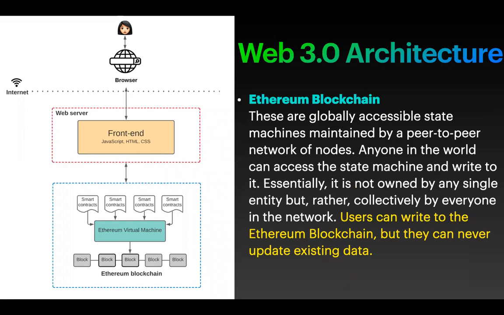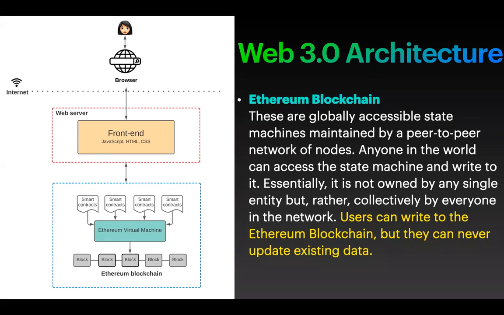As you can see, the front end is almost the same. JavaScript, HTML, and CSS are there. But what is happening in the back end is that blockchain comes into the picture. There is the Ethereum Virtual Machine. Users can write to the Ethereum blockchain but they can never update existing data. So this is one thing to understand over here. It is a globally accessible state machine maintained by a peer-to-peer network of nodes.